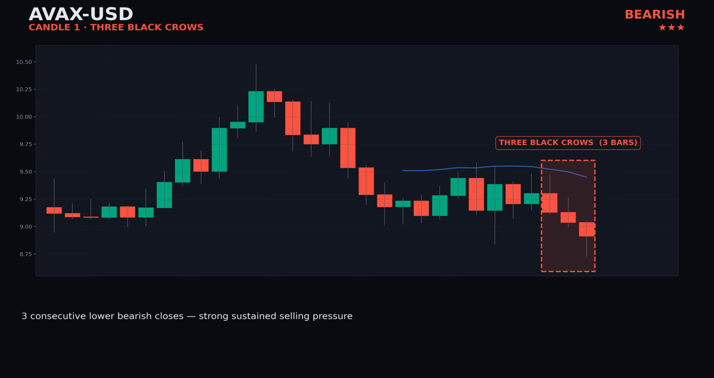Candle signal number 1, 3 black crows just formed on the last 3 candles. See the dashed box on the chart? That's where it printed. It's a bearish read with 3 out of 3 strength. 3 consecutive lower bearish closes. Strong sustained selling pressure. What you want to see next is follow through on the very next bar. That's the confirmation that turns a signal into a trade.